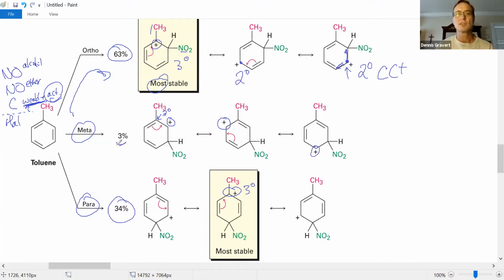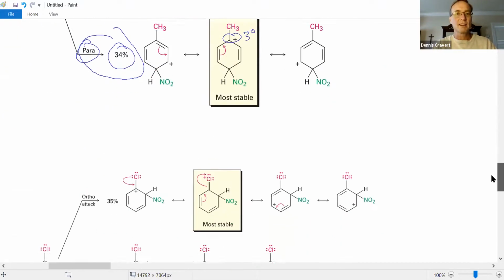It's interesting that you still get 3% of the meta. That's not enough to say, ooh, I need to draw that on an exam, and I need to include it. No, that's not a major product, 3%. Just ignore that. That's an impurity, essentially. But it does kind of attest to the fact that because it's weakly activating, a little bit of meta sneaks in. But on exams, we'll have to recognize that the methyl group is ortho-para directing. We're only required to draw the ortho and the para products. And that's a much greater excess than the silly meta, which we're going to ignore.